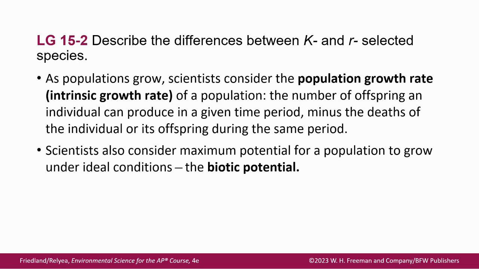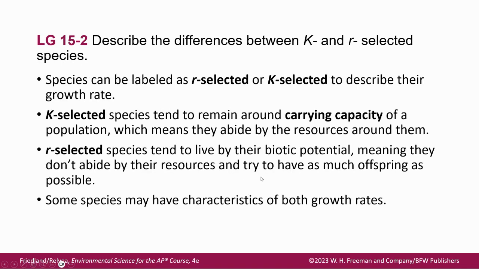Scientists also consider the maximum potential of a population to grow under ideal conditions. That's called the biotic potential. So remember, living is biotic. So what's their living potential? Species are either labeled R selected or K selected to describe their growth rate. That's not exactly true. It's kind of a spectrum. Some organisms you'll have very defined roles. So, what are those roles?